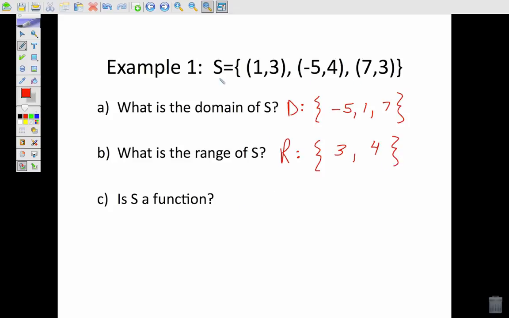Is it a function? So we're going to come back here and determine you have a 1, a -5, and a 7. They're all different. So yes, it is a function.